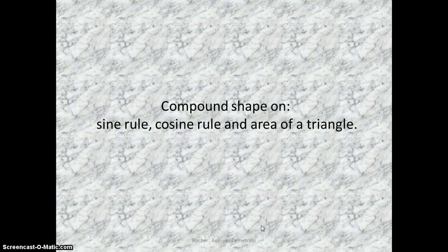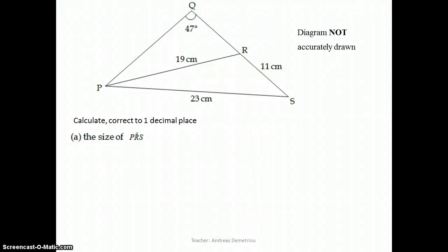In this presentation, we'll see a compound shape using the sine rule, cosine rule, and the area of a triangle. For example, you are given this exercise and we want to find the angle PRS. In a non-right angle triangle, you need to have three values, and here we have three values in this triangle: the numbers 19, 23, and 11.